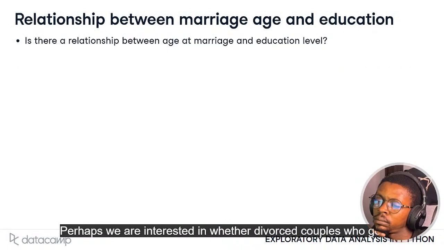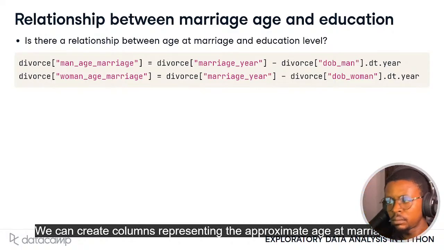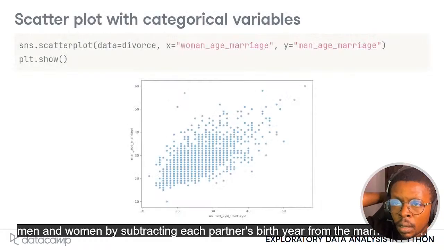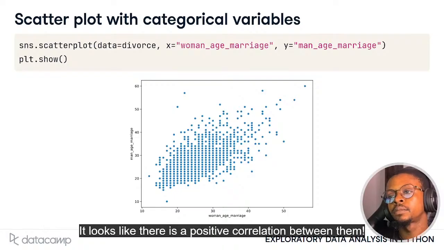Perhaps we are interested in whether divorced couples who got married when they were older typically have higher levels of education. We can create columns representing the approximate age at marriage for men and women by subtracting each partner's birth year from the marriage year. Then, we create a scatter plot using these variables on the x and y axis. It looks like there is a positive correlation between them. Indeed, the Pearson correlation coefficient is 0.69, but the x and y values in scatter plots must be numerical.